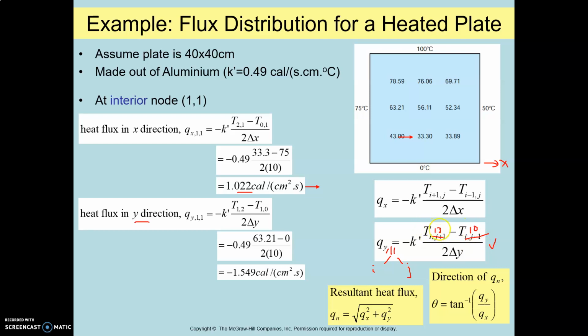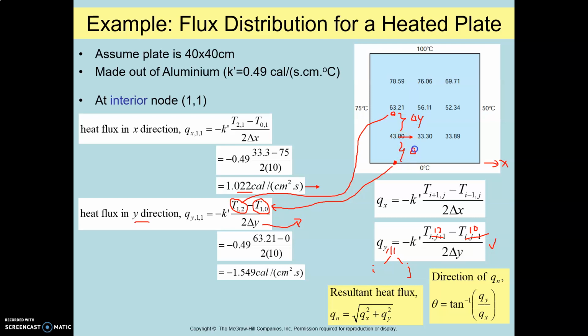So the temperature T1,2 is at here, 63.21. So you can substitute into this. Okay, T12 is 63.21. How about T10 is over here, is 0 degrees Celsius. So you can substitute inside here. So how to find the delta y? So you see the distance here is delta y between 2 points.